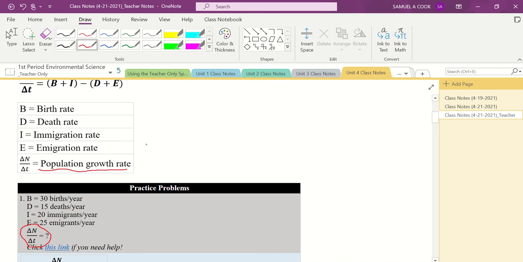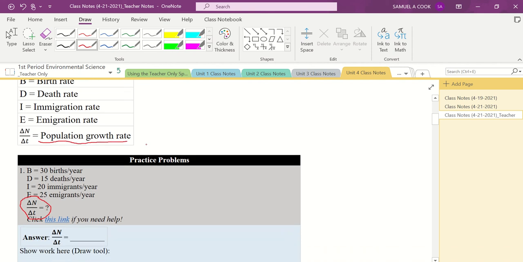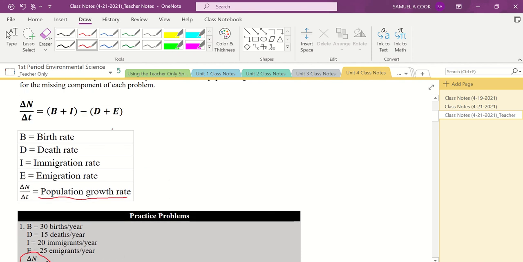All right, so we talked about births and immigration with an I. These two are going to allow our population to grow. And then when we talk about death and emigration, those are causing our population to decline. So just as a refresher.